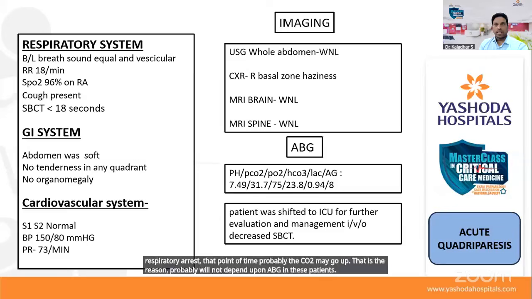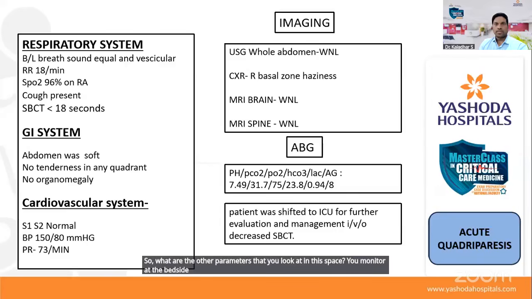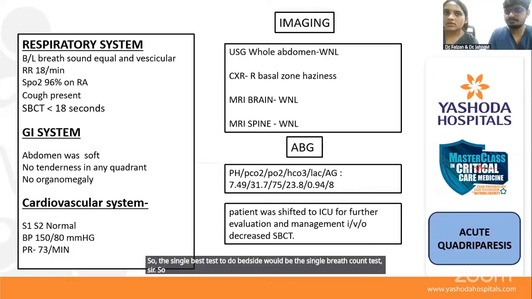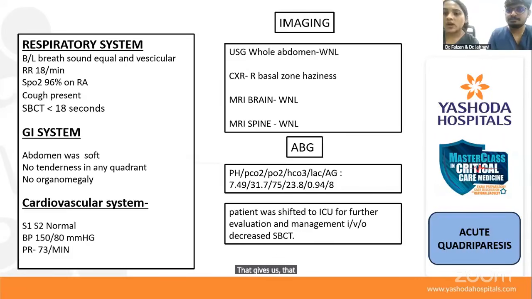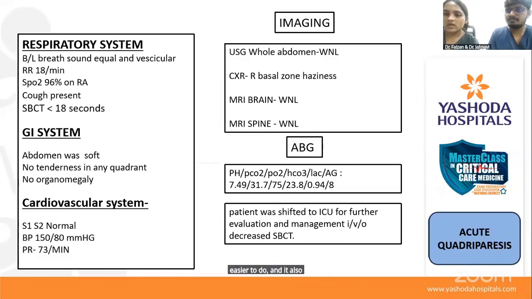So, what are the other parameters that you monitor at the bedside in respiratory assessment of these patients, or otherwise, by which you can say the patient is worsening and probably needs intubation? How do you assess that? So the single best test to do at the bedside would be the single breath count test, sir. That will help us identify the patient that requires close monitoring because it's easier to do and it also reflects the FVC.